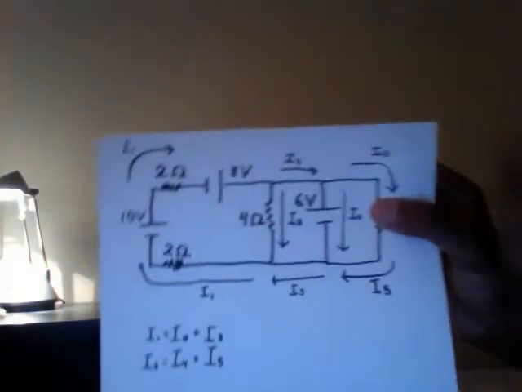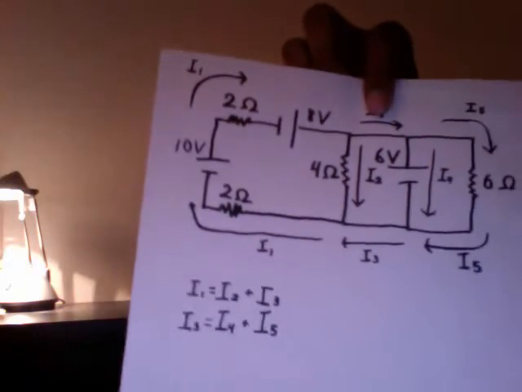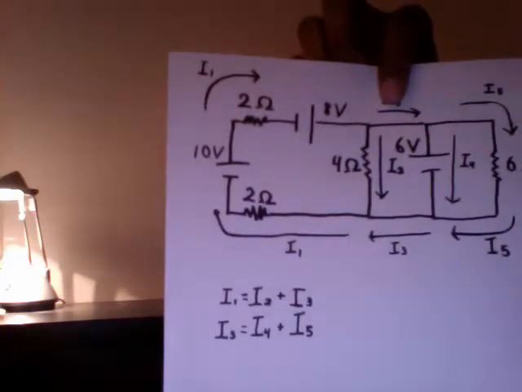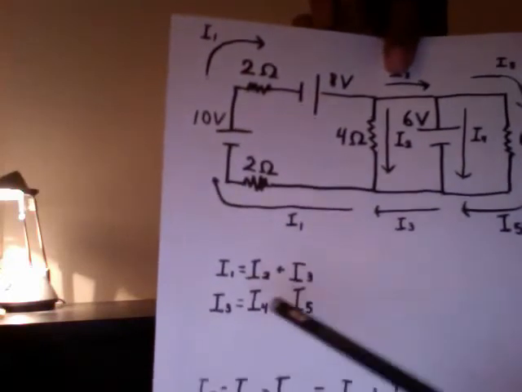The problem I had to solve was problem 19, which asks us to find the current going through this 6-volt battery in this circuit here. To do that, you need to use Kirchhoff's loop rule and his junction rule. Using the loop rule, you can get these equations down here.